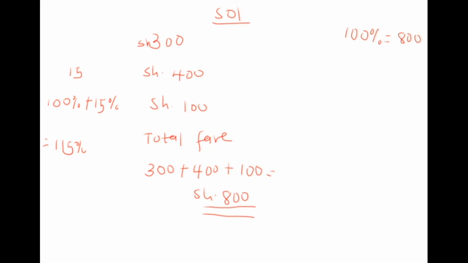Therefore, if 100% is equivalent to 800, what about 115%? After the increase, we shall have 115 times 800 over 100. Then we simplify, the zeros cancel. 115 times 8, we get 920. Therefore, after the increase, Mungaka will pay 920 shillings per day.